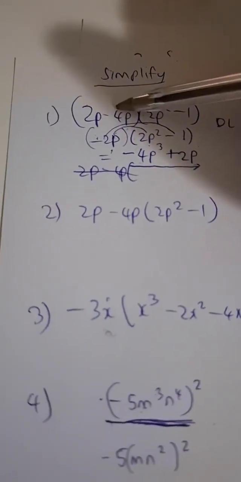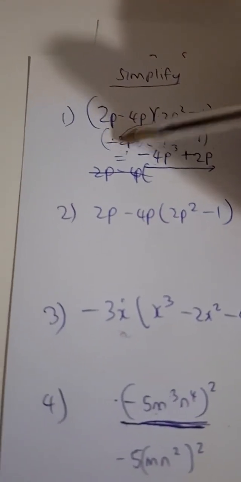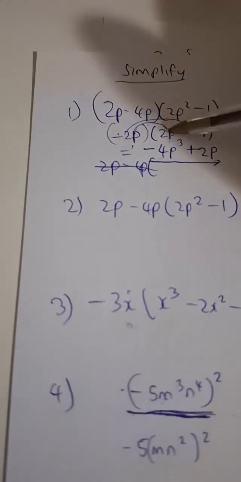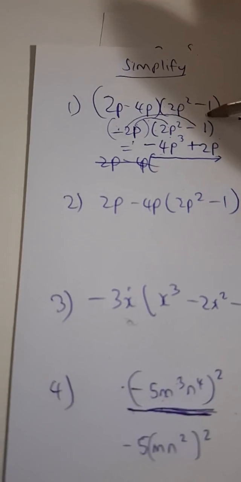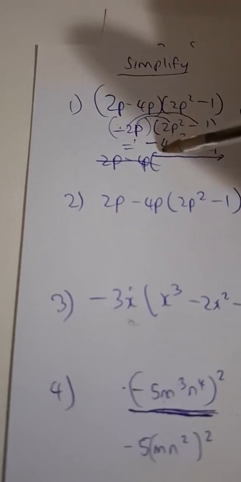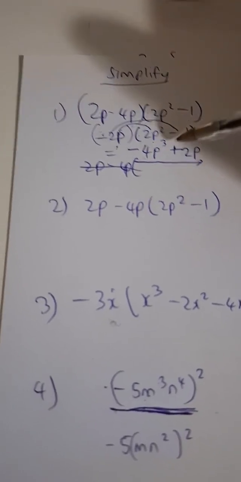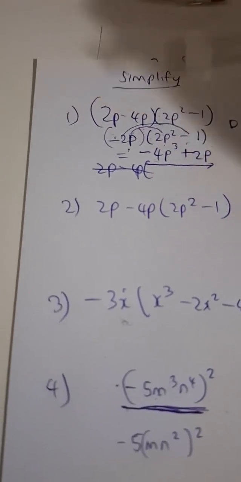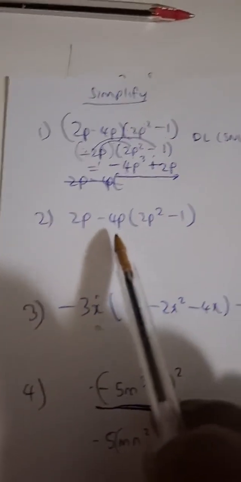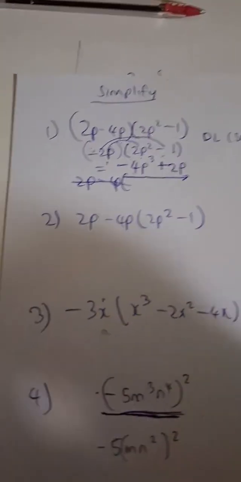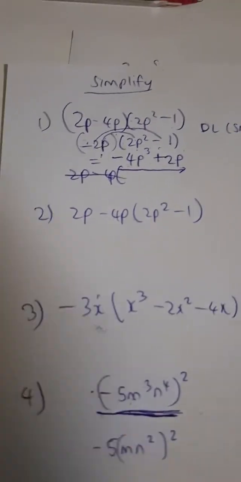2p minus 4p inside this bracket gives you negative 2p. The negative 2p distributed to the two terms inside the bracket gives you a negative 4p cubed. And then the negative times the negative 1 gives you a positive 2p. So I don't understand what you mean by the original is not negative. Maybe you can explain there in the comment section what you mean by that.